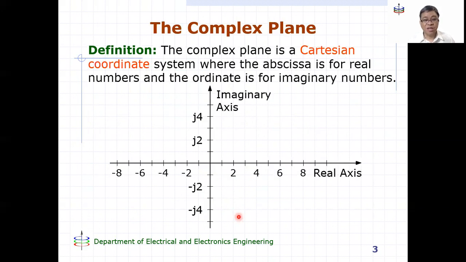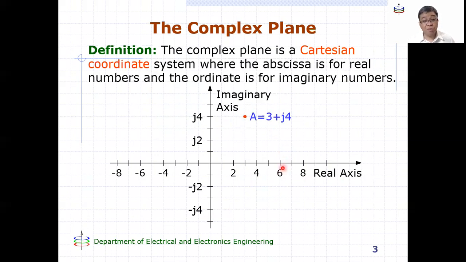Let's look at that. So this is a complex plane, which is a Cartesian coordinate system with an abscissa for the real axis and the ordinate here for the imaginary axis. So complex number A, which we met earlier, can be plotted on this plane with 3 as the real part and 4 as the imaginary part. So that's 3 plus j4. We can now locate A along this plane.